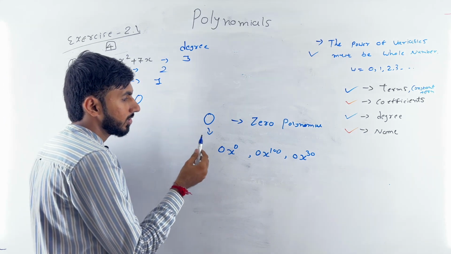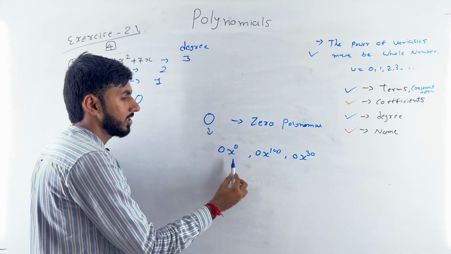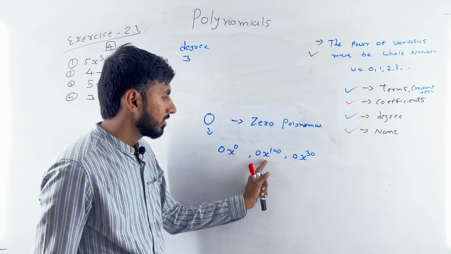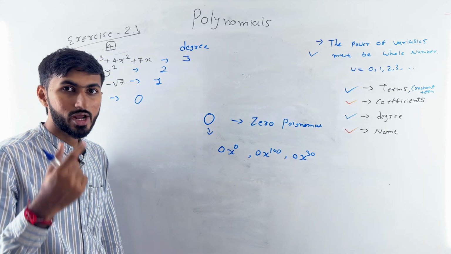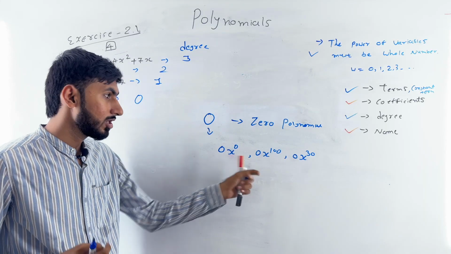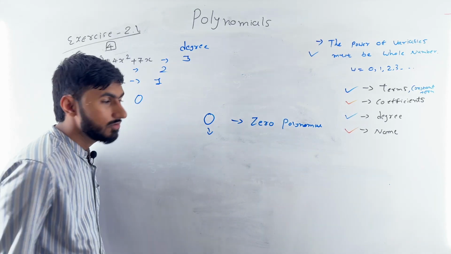So if I want to write a degree for this, if I assume that it is 0 multiplied by x power 0, my degree will be 0. If I assume that it is 0 multiplied by x power 100, my degree will be 100. Here my degree will be 30. So I cannot identify what the degree is, right? So for the 0 polynomial, the degree is undefined.